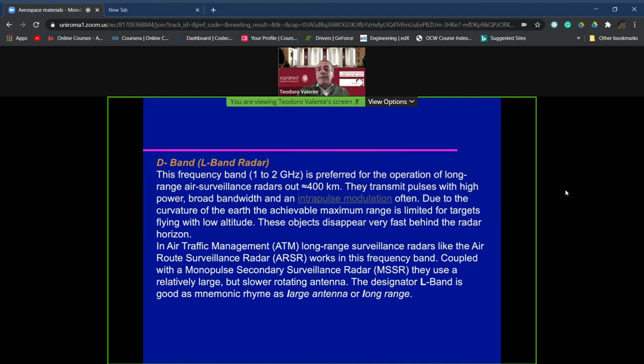But in any case, the designation L band is a sort of good mnemonic rhyme for large antenna or long range.